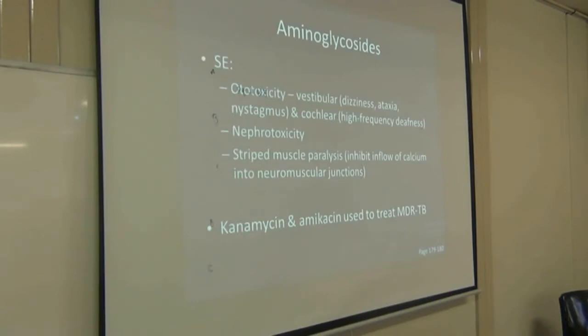The other very rare and interesting side effect of aminoglycosides is skeletal muscle paralysis. It reduces the inflow of calcium into the neuromuscular junction, so your muscles cannot contract anymore. That's a rare but serious one. When you notice your patient can't move anymore, that's a little bit serious.